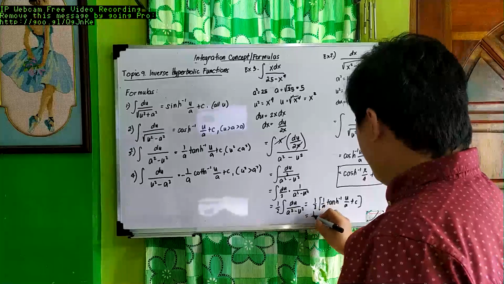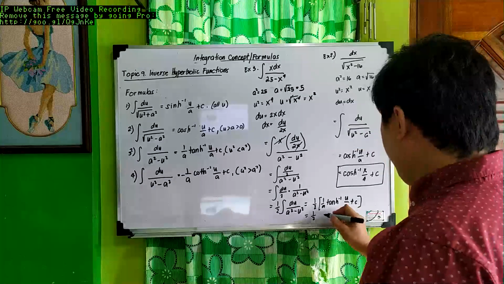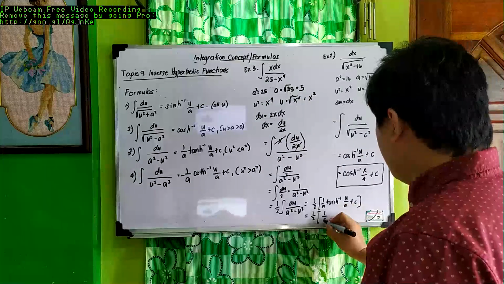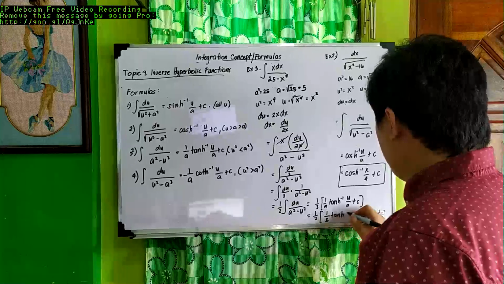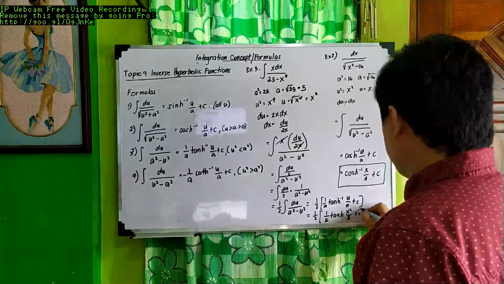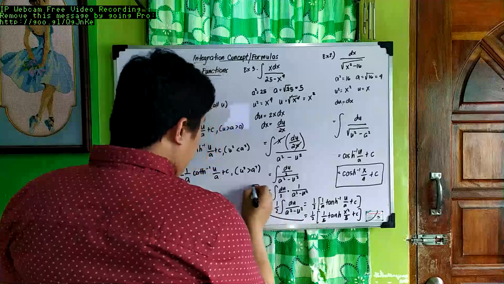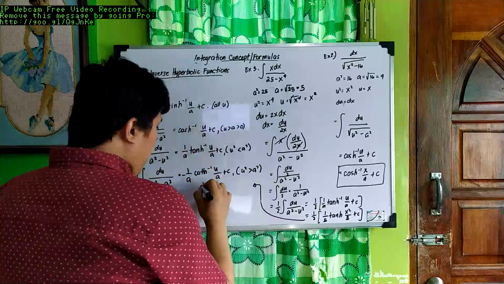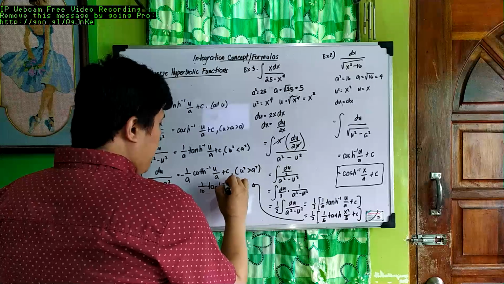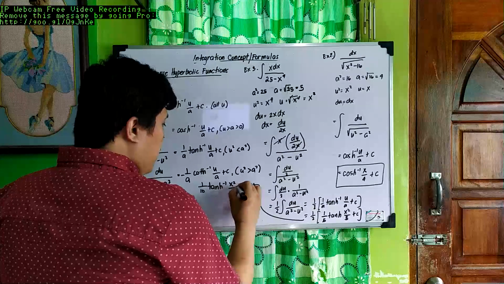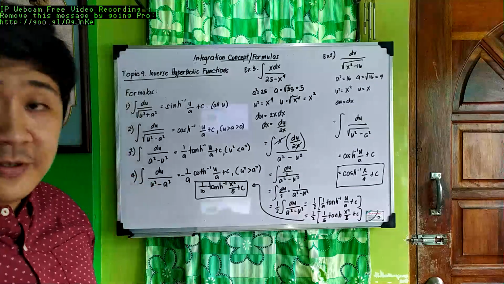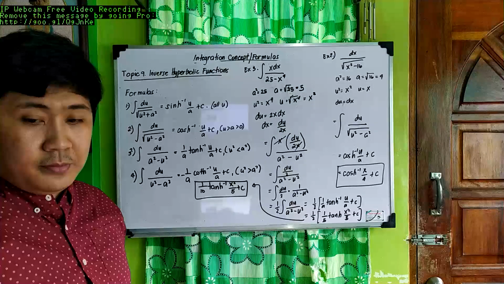Or we have 1/2 times what is our a here? That is 5. Arc tangent hyperbolic, our u is x squared over a, which is 5, plus c. So let me have it here because we don't have any more space. So you have 1 over 2 times 5, that is 10. Arc tangent hyperbolic, you have x squared over 5 plus c. Okay. Alright. You have that one.